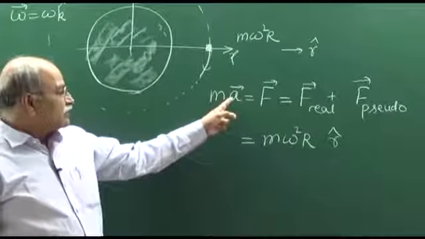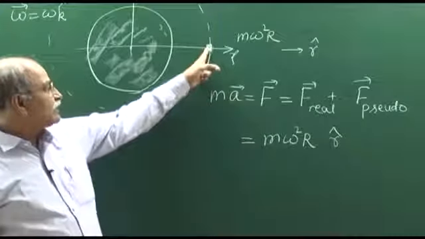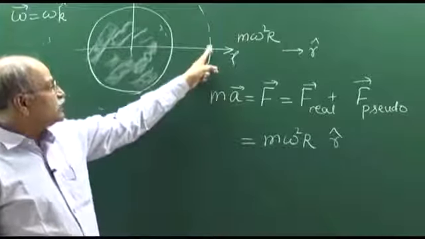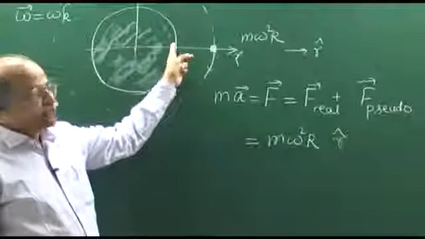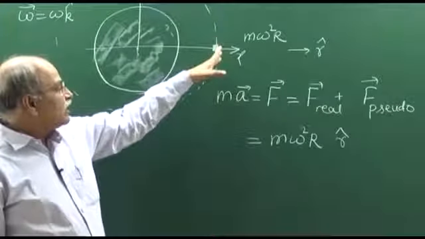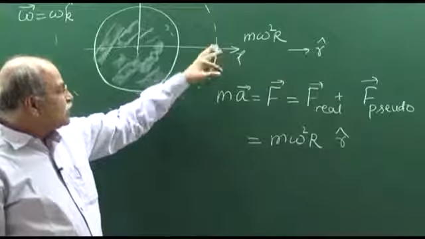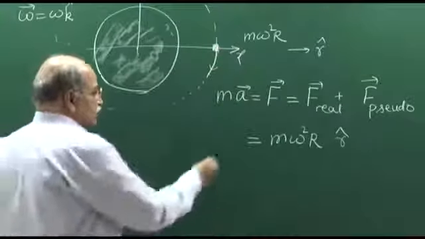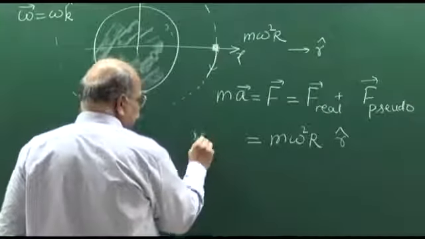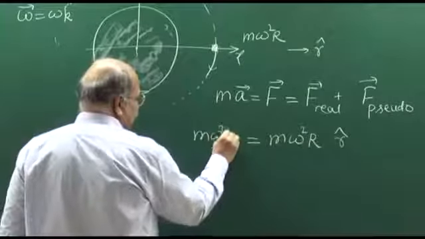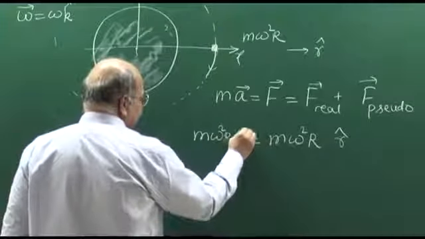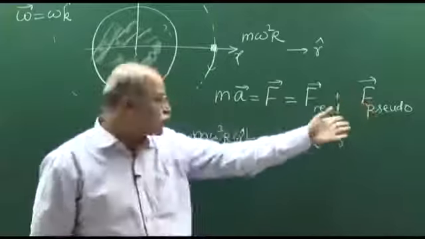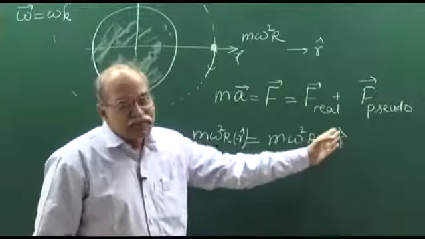But then acceleration of this particle, as seen from this frame, is going in a circular path and therefore, the acceleration has to be towards the center, and the acceleration is v square divided by r, which will be equal to omega square times r, but that will be in this direction. So, this m a is m into omega square into r, and that is in minus r cap direction, whereas this side total force including pseudo force is this much, which is in plus r cap direction.